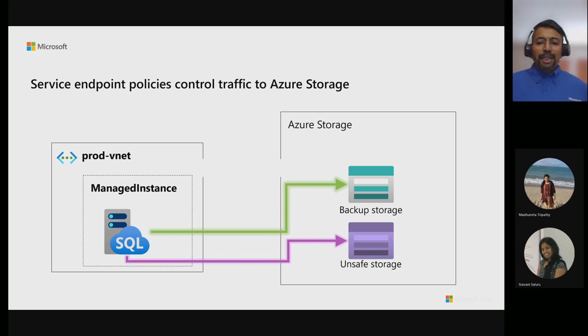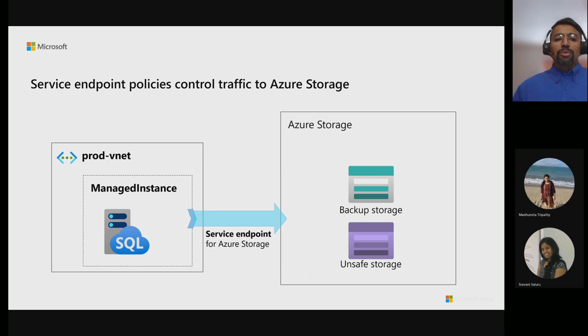Now, what we'll try to do is take a look at how we do the same thing, but with managed instance. So it's a similar setup, where the managed instance runs in a VNet, and you have these ports open so it can talk to Azure storage, right? As it stands now, by default, as long as the port is open, you can communicate to any of the Azure storage accounts that you wish. So we have two storage accounts here, backup storage and unsafe storage. And of course, our intent is to block access to the unsafe storage. So let's see how we can do that.